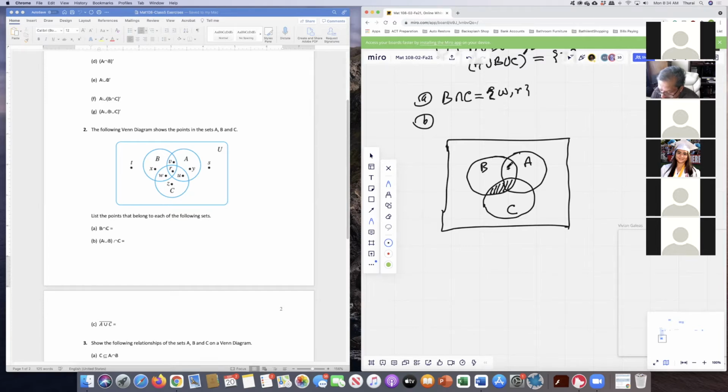No. This is not in C. Anything here is not in C, right? We need to be in A union B and in C, right? Common. So none of these are in C, so they don't count. So what I have shaded right now is not the correct answer. Anybody?